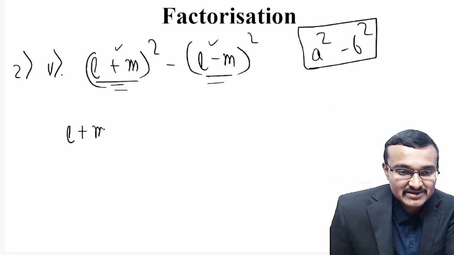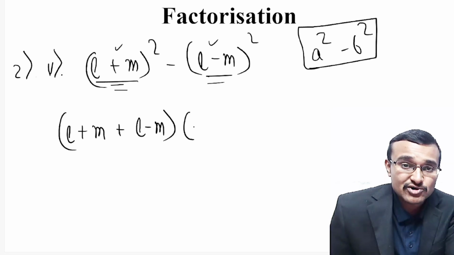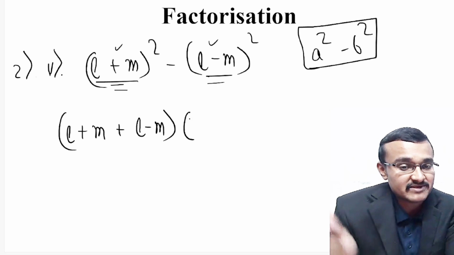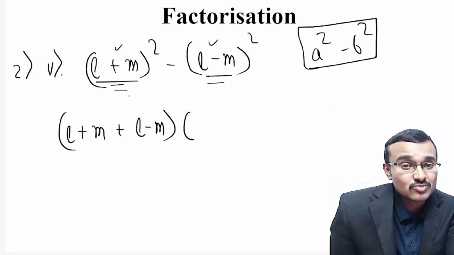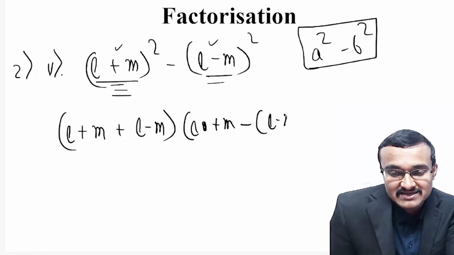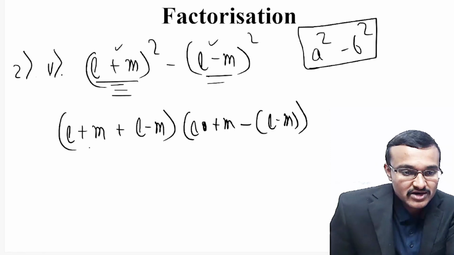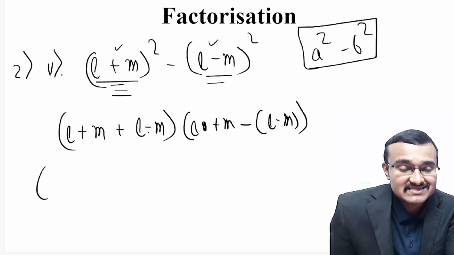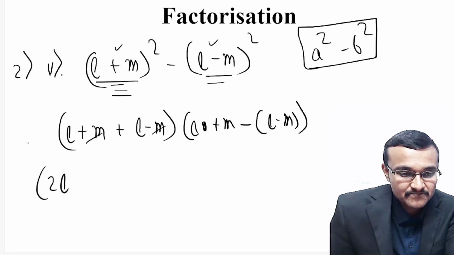So here A is L plus M, plus B, that is L minus M, into, you should write it in the form of A plus B into A minus B. So here in the second bracket it will be A minus B. Here A is L plus M, so L plus M minus B, that is L minus M. So now you can solve this. L plus M plus L minus M is there. Here plus M minus M gets cancelled. So L plus L will be 2L.